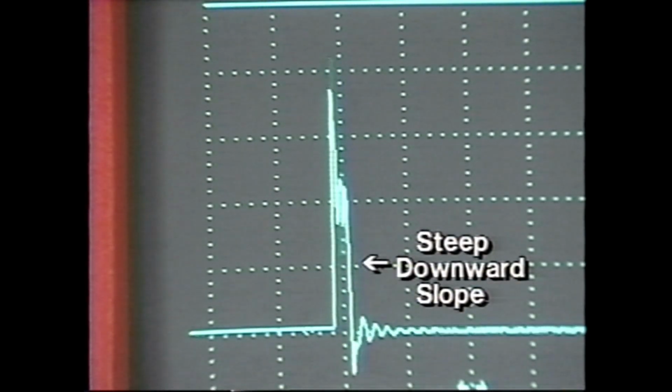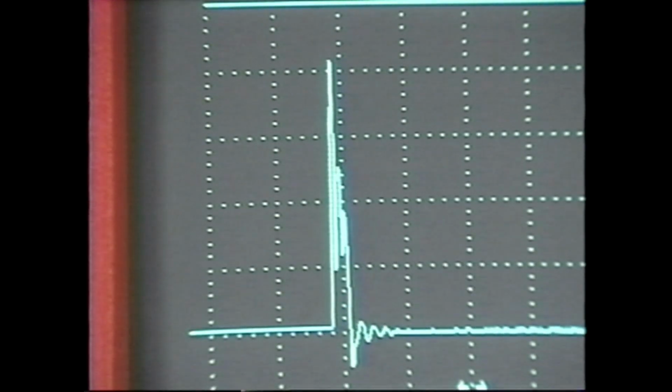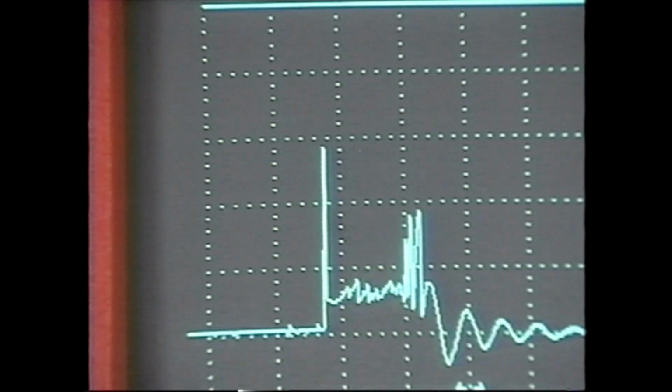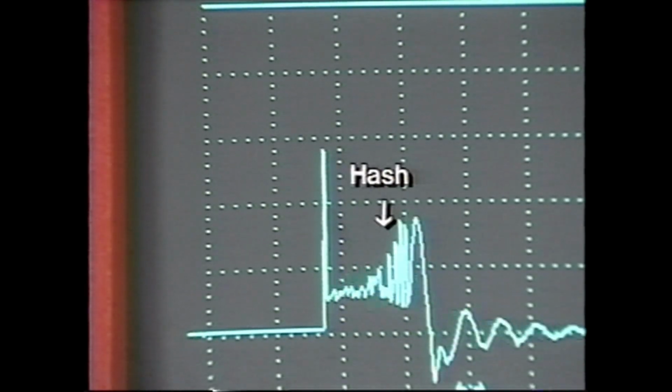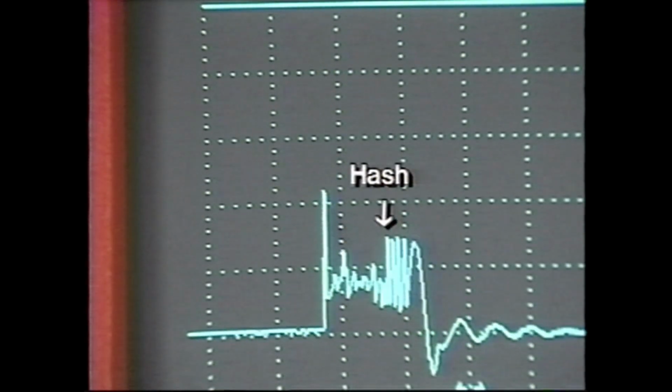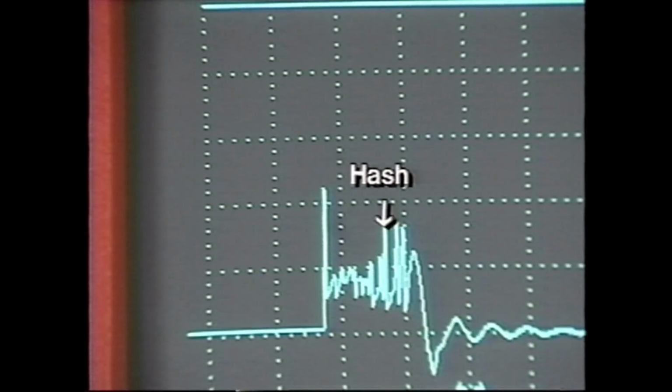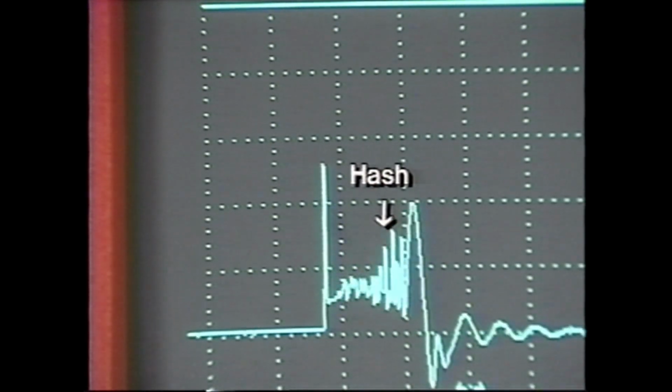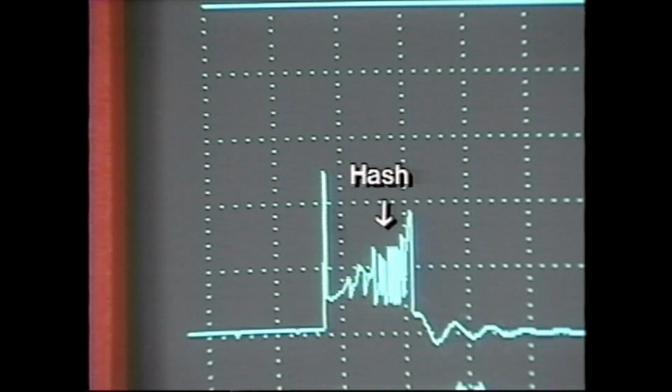Spark lines with a steep, uneven slope downward indicate a large amount of resistance in the secondary circuit. This might be caused by a corroded distributor cap or plug connections. Excessive hash may be caused by burnt valves, a defective head gasket, a broken valve spring, distributor cap or rotor, spark plug or wire.